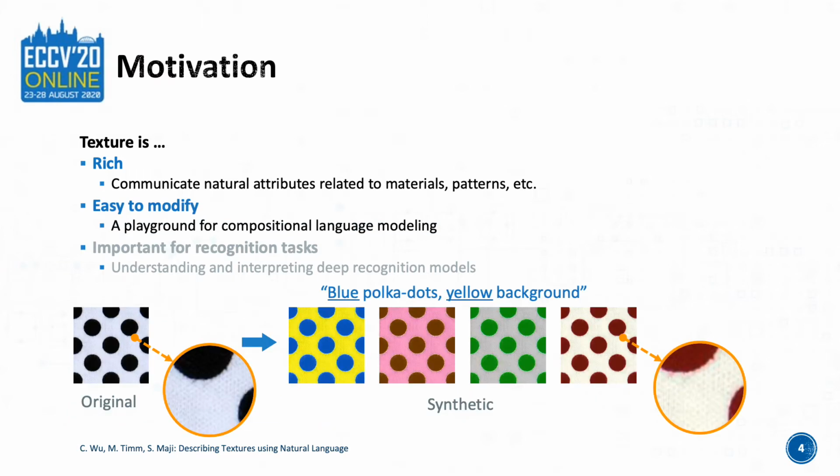Compared with images of objects and scenes, textures are also relatively easy to modify. Taking the original dotted image, we can simply add color offsets to black and white regions respectively. It produces realistic textures with different color combinations, but still maintain the pattern and the canvas material touch and details of hairy boundaries around the dots. It provides us a playground to systematically study the compositional language modeling.